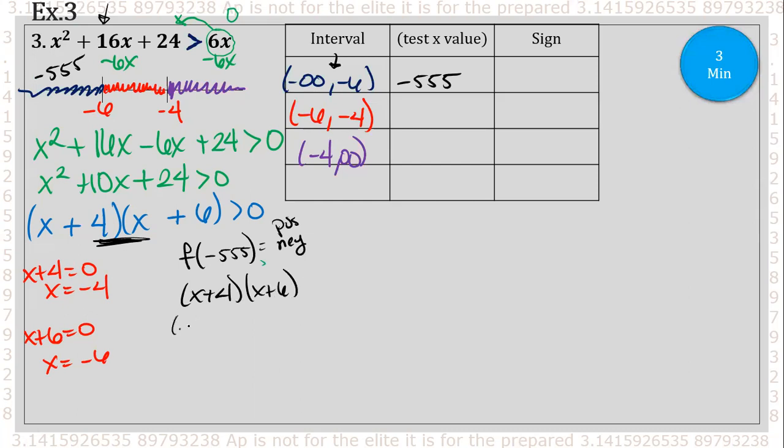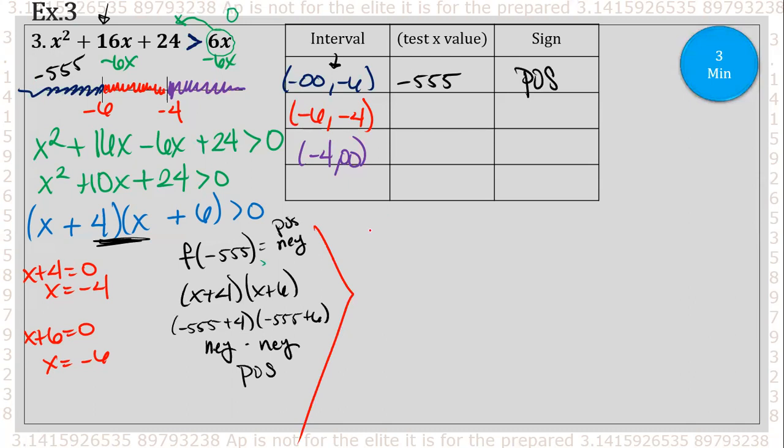Okay, so -555 plus 4 times -555 plus 6. And you just go ahead and see that -555 plus 4, that's still negative. And then this will also be negative. And negative times negative gives me a positive. So this right here was positive.